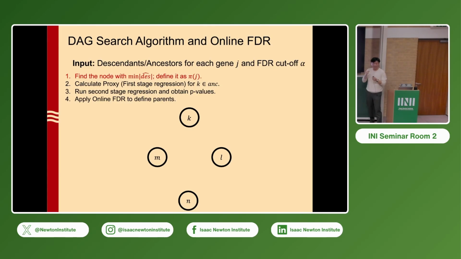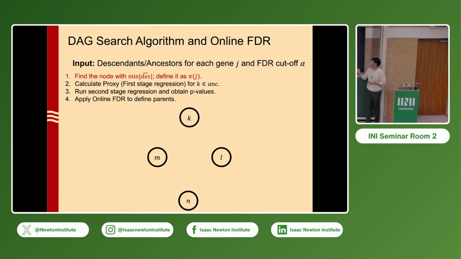But even if we have a parent set for each individual gene, simply by concatenating them, you're not guaranteed to have an acyclic DAG, right? If there's a sampling error, it could be the case that we have a cycle. So we develop an algorithm that is guaranteed to give a DAG, where the inputs are the descendant set or ancestor set that you obtain, and the FDR cutoff that you want.